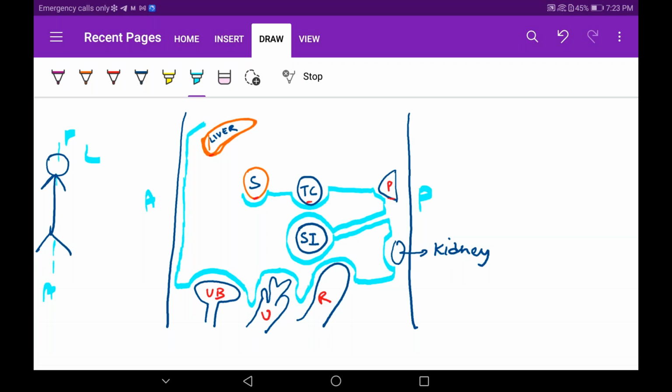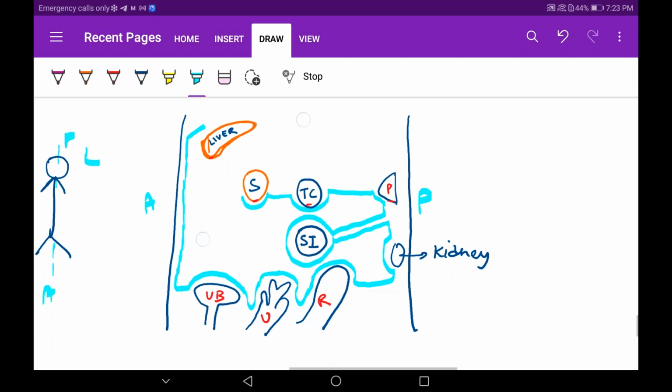Till here, did you understand? Till here, did you draw the diagram? This blue colored thing which I have drawn is the parietal peritoneum.